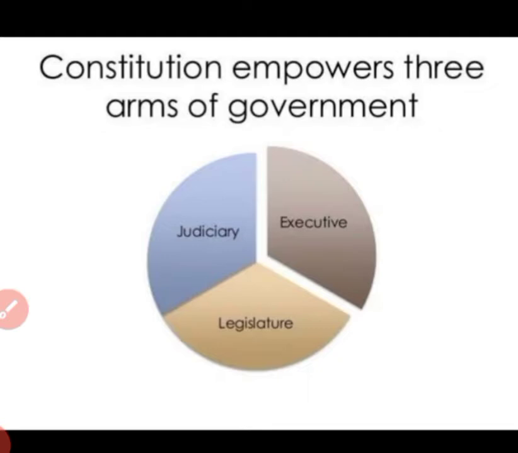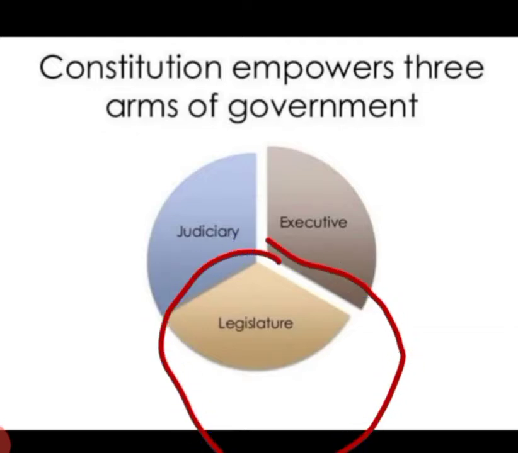Okay, like there are three organs of the government. First is the legislature. This is the primary organ of the government. What is the task of the legislature? The task of the legislature is to formulate the policies or to make laws for us.